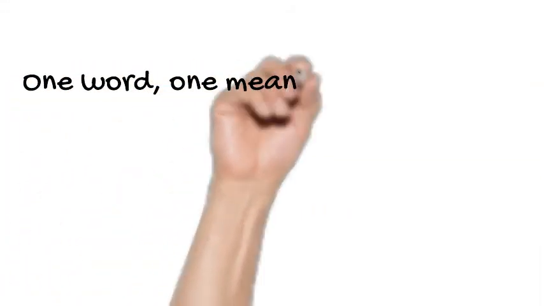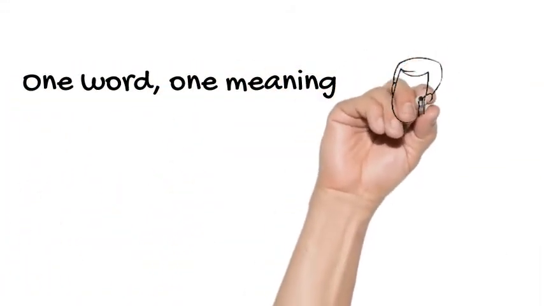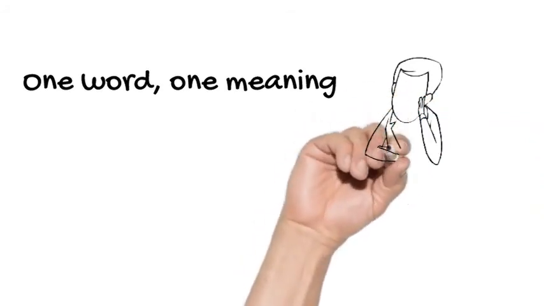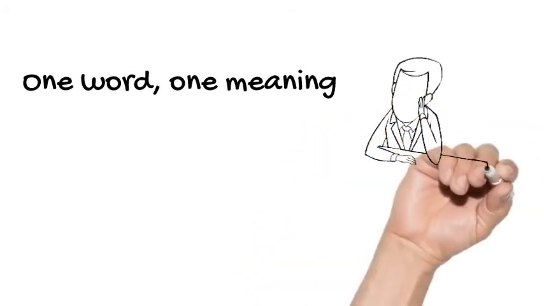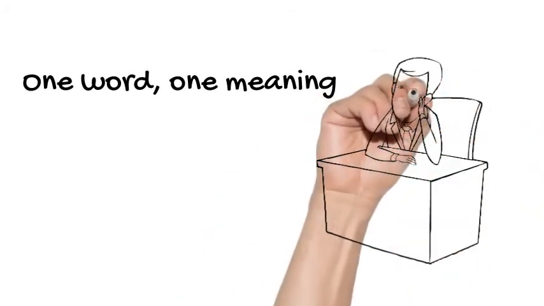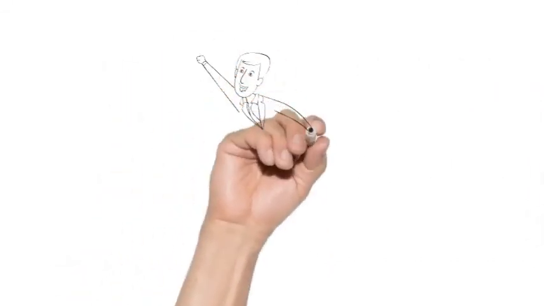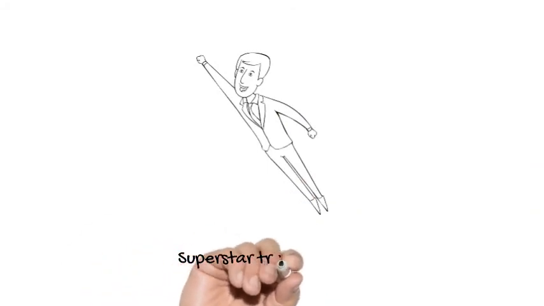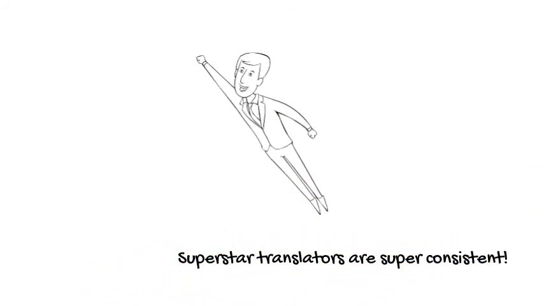The standard of contract drafting is that every word carries a single meaning. So when translators are inconsistent in their translation, they can create problems for their clients. So in short, to be a superstar translator, your terminology needs to be super consistent.